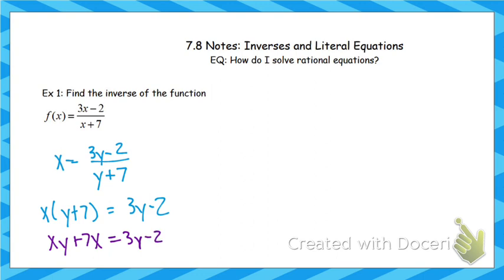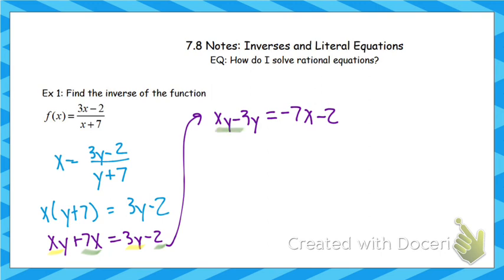So in order to solve for y, what I'm going to do is get every term that has a y on the same side of the equation, and get every term that doesn't have a y and put it on the same side of the equation. So I'm going to subtract 3y from both sides, and I'm going to subtract 7x from both sides. So now everything with a y is on the left, everything that doesn't have a y is on the right. The reason I'm doing that is that it allows me now to factor out that y from both of those terms.